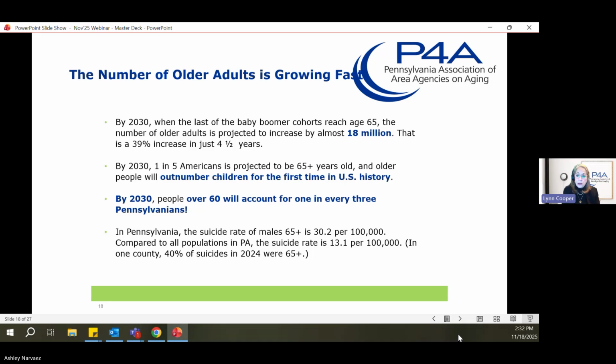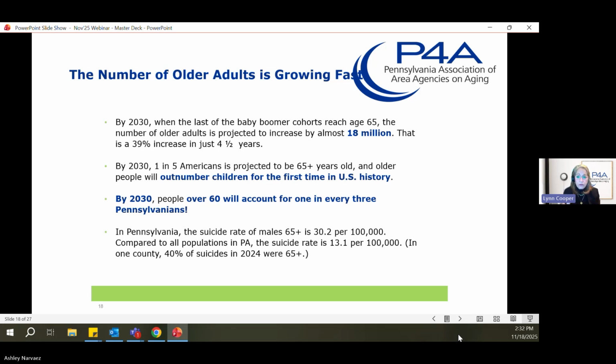The suicide issue I mentioned earlier, but you've got to look at this number. The suicide rate for males 65 plus is 30.2 per 100,000, compared to all populations in Pennsylvania, where it's 13.1 per 100,000. That is pretty scary.